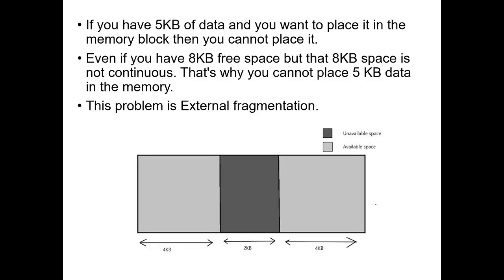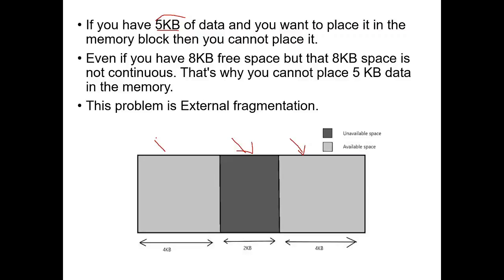See this example: this is a partition, one block. From this block, 2 KB of memory has been allocated. On this side there is 4 KB left, and on this side there is also 4 KB left. So in total there is 8 KB of memory left in the block. If a process comes with 5 KB, you cannot allocate it to the process, even though the memory is there in the partition. You can see 8 KB is free, but you cannot allocate the 5 KB process because it is not in a contiguous form.